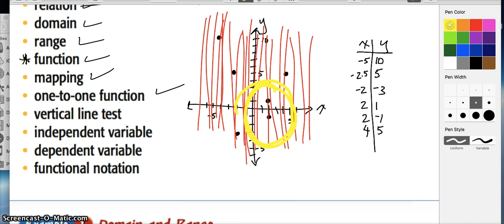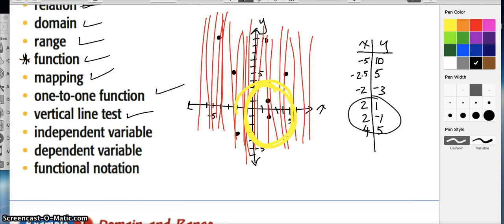And so what you see is that I have 2 points that are hit. So by the vertical line test, that tells me that this is not a function. Let's think about that a little bit more analytically. So what are those 2 points? The points are (2, 1) and (2, -1). Here they are on our table.